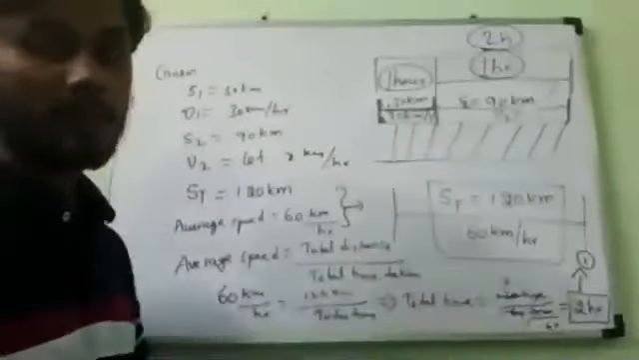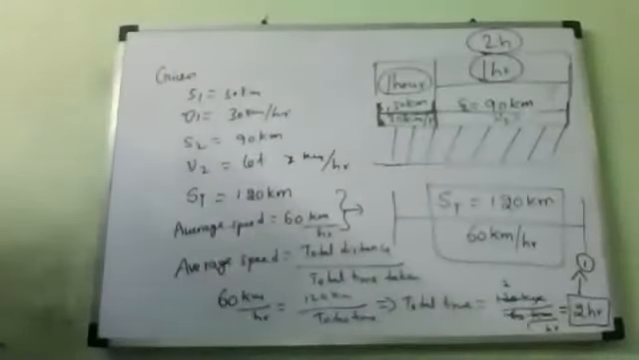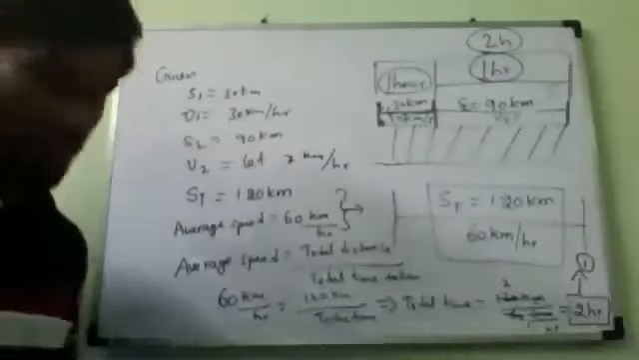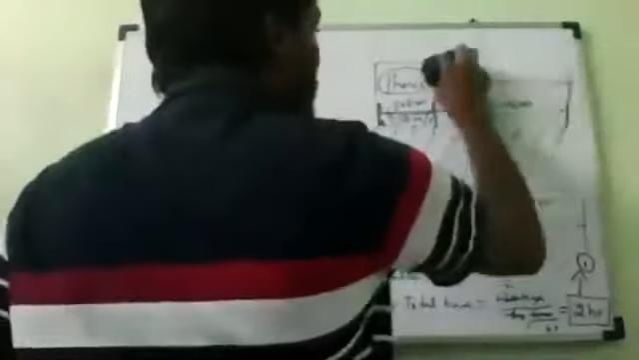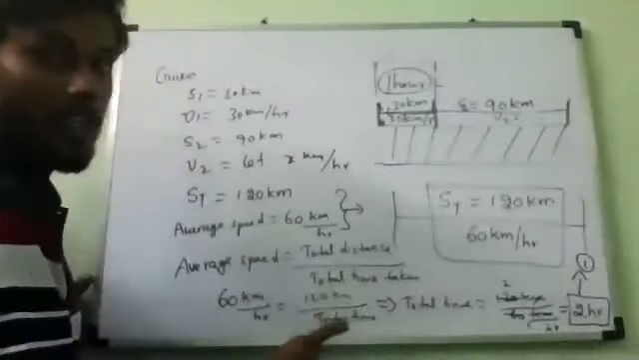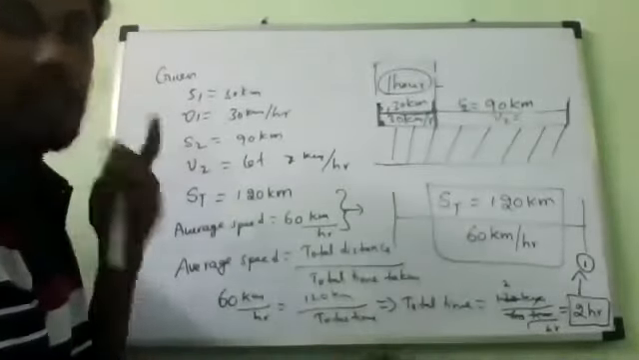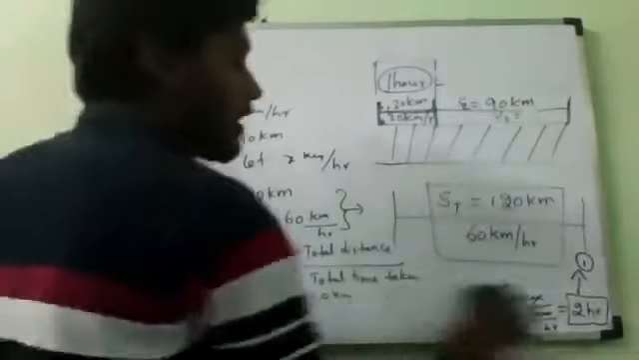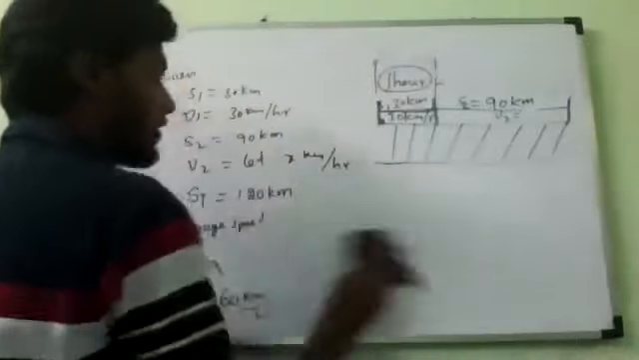Have you found it or not? Till here, all of you do it. Now, if you understand that, everybody has completed. Total time equals 2 hours. Have you found it or not? Now, if you observe here, this total distance, everything we have found, no issues now.